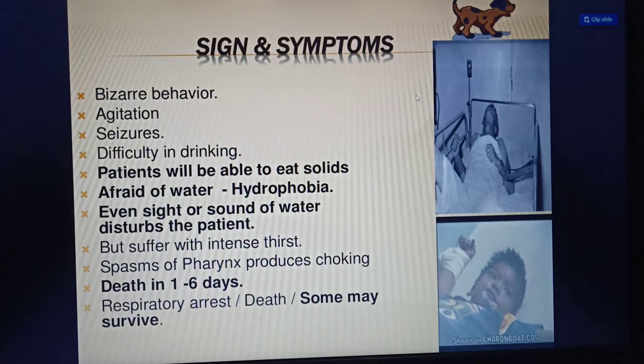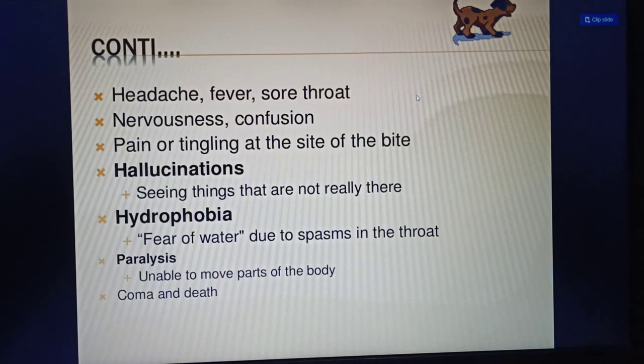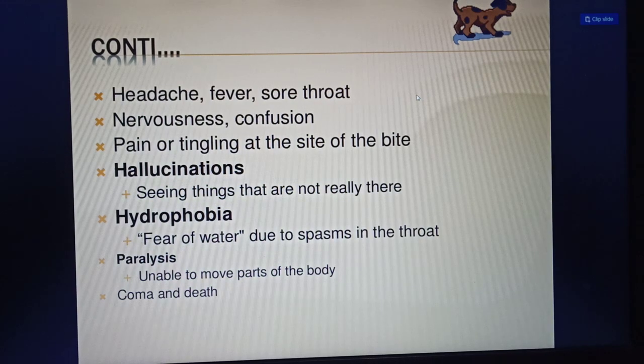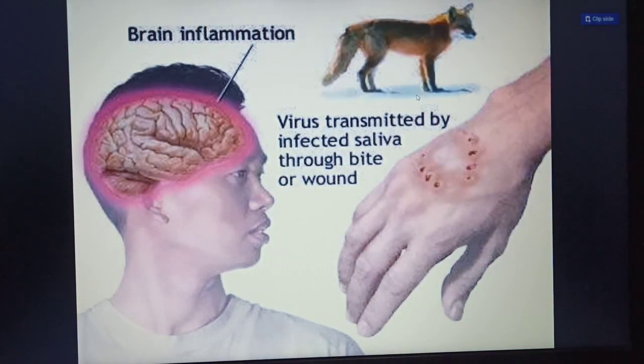And if you are not taking the vaccine, within 1 to 6 days death is going to occur for the patient, for example through respiratory arrest. Death is the only outcome if you are not taking the vaccine against rabies. Some of the symptoms: headache, fever and sore throat, nervousness, confusion, and pain or a tingling sensation over the site of the bite. Okay, hallucinations, for example auditory or visual hallucinations. By seeing something, when nothing is there, they will assume that something is happening. So hydrophobia, fear of water, paralysis, coma and death.